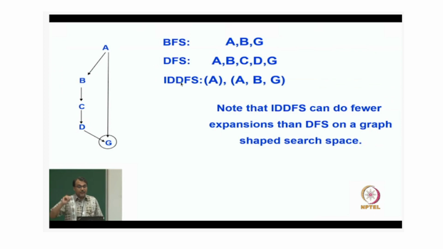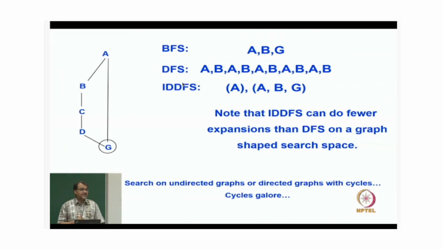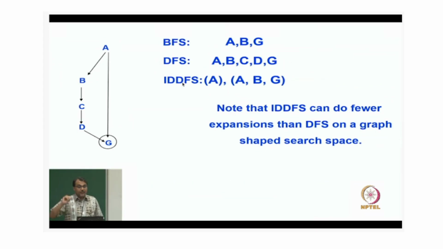Another one is IDDFS, iterative deepening depth first search. It's a kind of DFS, that's why we are calling it iterative deepening. Initially, with depth one, we are going only for A. If you make the depth 2, then it would be A, B, and G, right? Because you increase the depth.